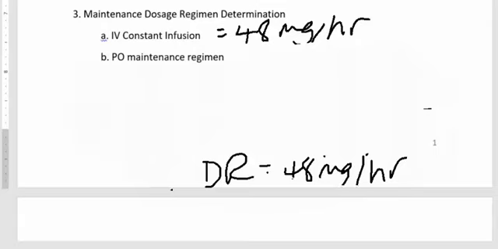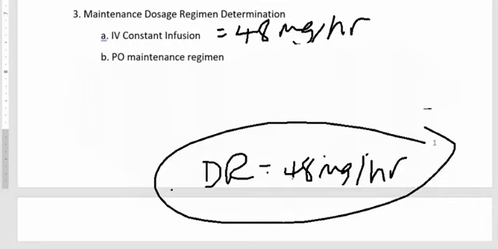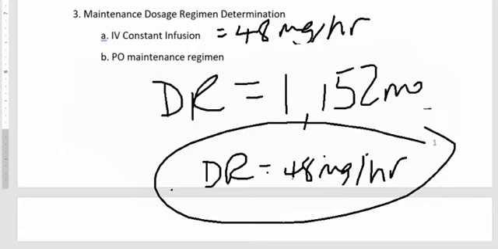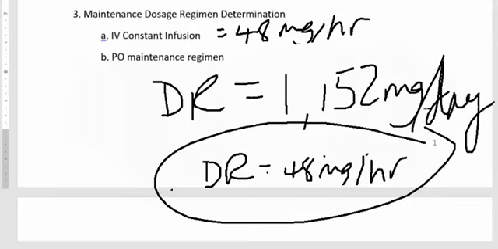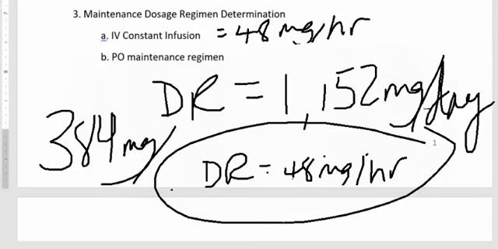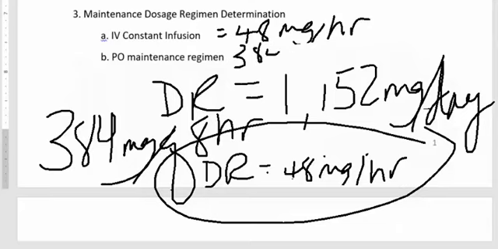What I usually do is figure out the daily dose. So 48 times 24 is 1,152 milligrams per day. And then we can divide that into 3 chunks. So it's going to be 384 milligrams per Q8 hours, or 3 times a day. The other thing you can do is just say 48 times 8, which is going to give you the same number, right? So for this one, we're going to recommend 384 milligrams every 8 hours.